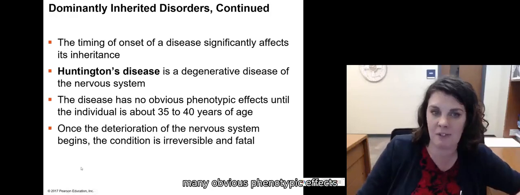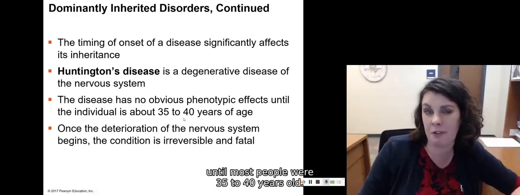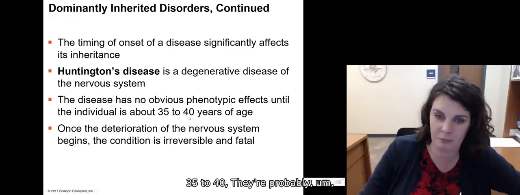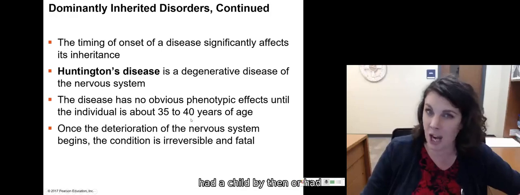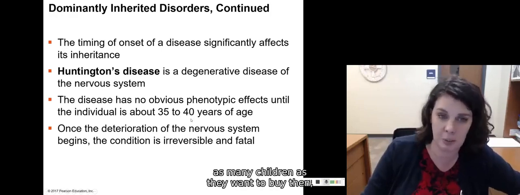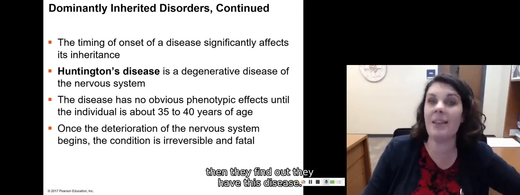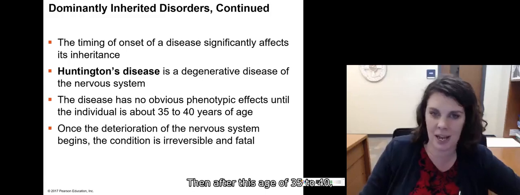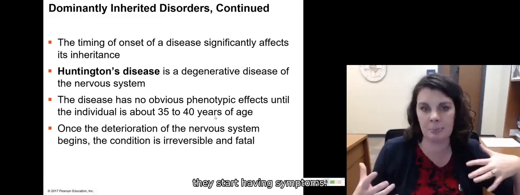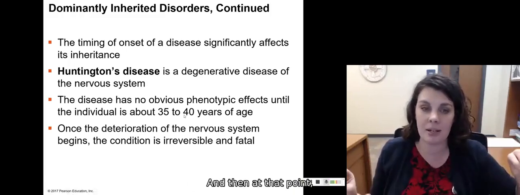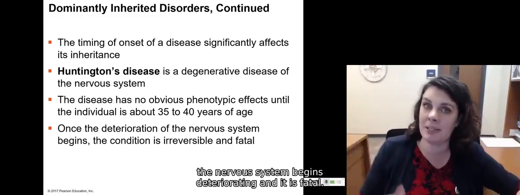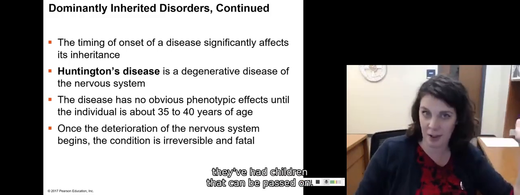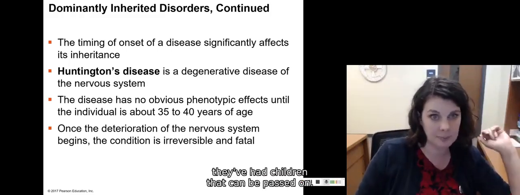But this disease doesn't have many obvious phenotypic effects until most people are 35 to 40 years old. So generally by the time someone is 35 to 40, they've probably had a child by then or had as many children as they want to by then. And then they find out they have this disease. Then after this age of 35 to 40, they start having symptoms. And then at that point, the nervous system begins deteriorating, and it is fatal. But because it's not fatal until after they've had children, it can be passed on.